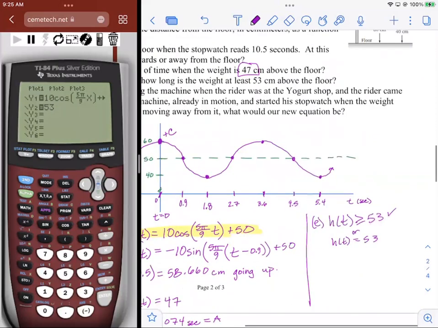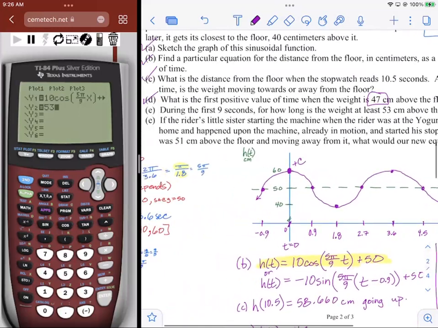Now, here's one thing that I'm going to do. I'm going to change my scale. It says during the first 9 seconds. I'm going to go to my window and put my x min to 0 and my x max to 9. You know why I'm doing that? I don't want to be tempted by outside intervals. Now I'm going to hit graph. You could do that. Now, I have 9 exact seconds graphed on my calculator, yes?